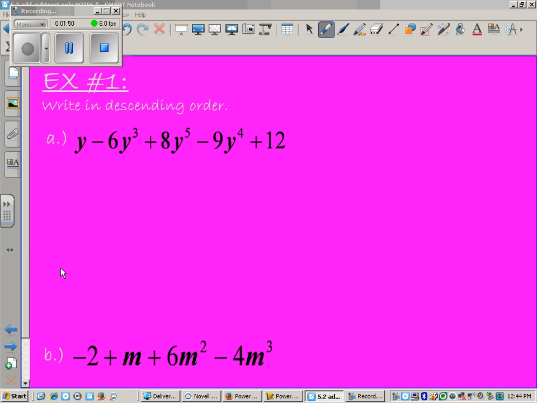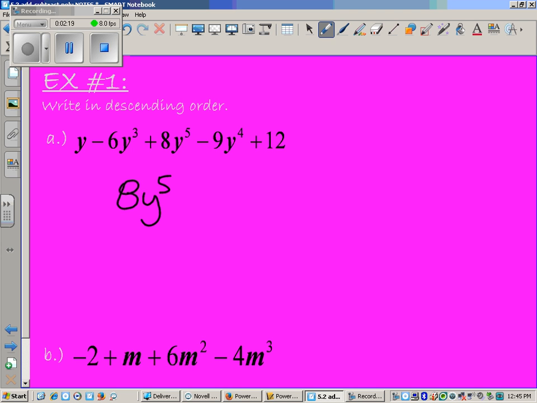Standard form is descending order, where you start with your highest exponent and you work your way down to the lowest exponent. Okay? So if I give you this polynomial, y minus 6y cubed plus 8y to the 5th minus 9y to the 4th plus 12, and I ask you to write it in descending order or standard form, which term would you write first? If descending order is the highest exponent, we're going to start here with this 8y to the 5th.